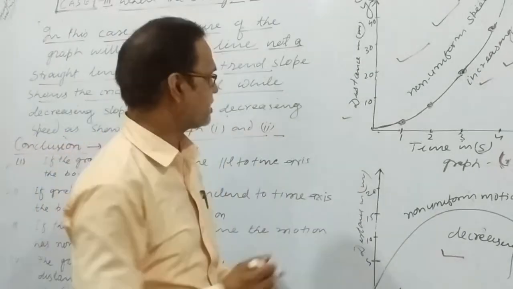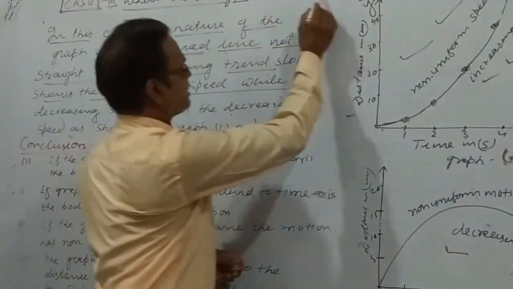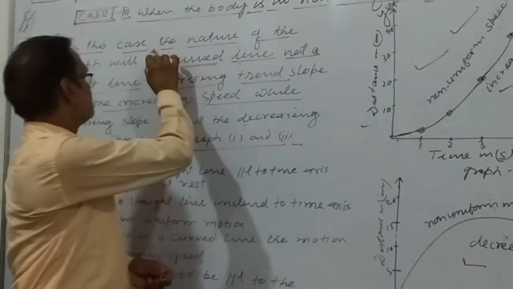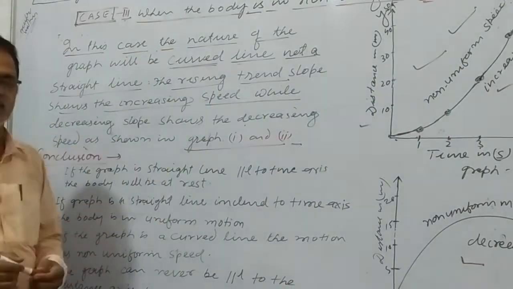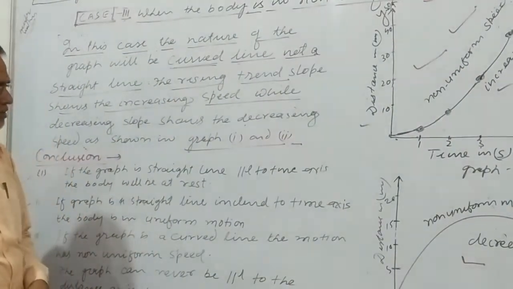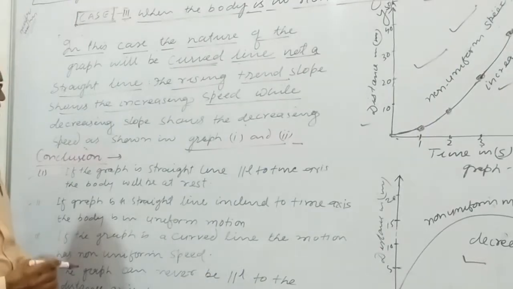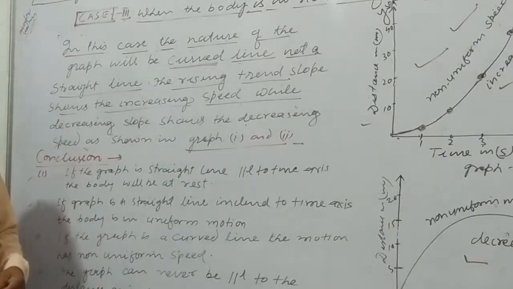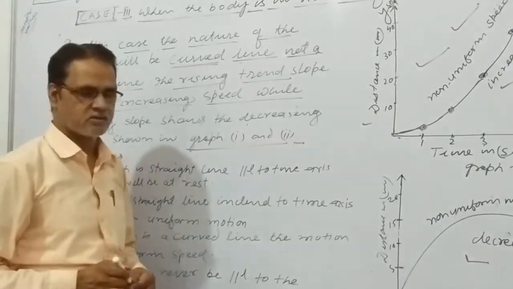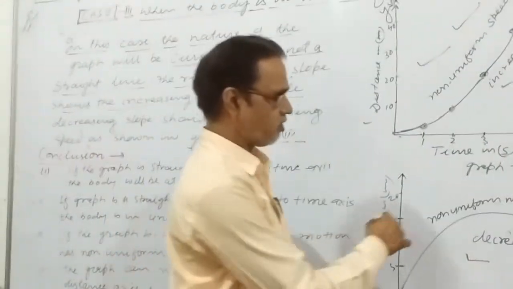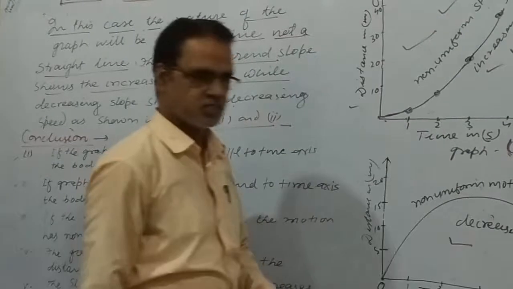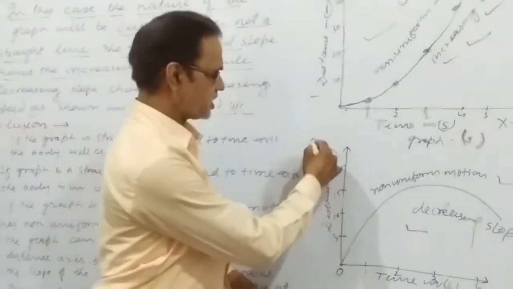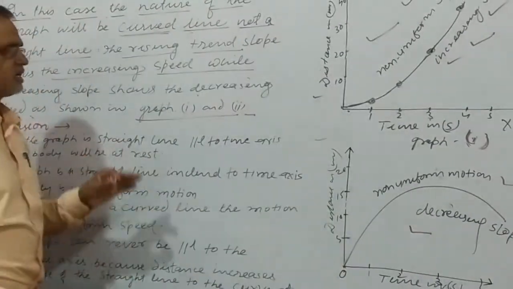And third case, when the body is in non-uniform motion, in this case the nature of the graph will be a curved line. Understanding? Not a straight line. The rising trend slope shows the increasing speed, while the falling trend shows the decreasing speed. In this case there are 3 cases.